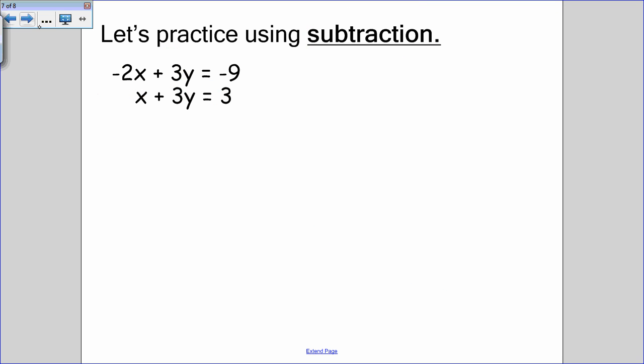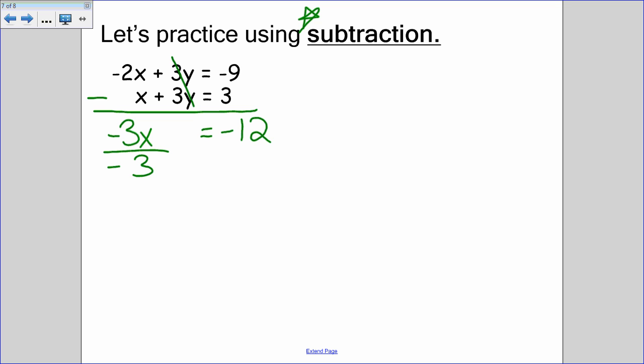Okay, let's try another one. This one says we're using subtraction, so I think that we should see two numbers that are the same. I see a positive 3y and a positive 3y. So we know instead of adding these equations, we're going to subtract them. What is negative 2x minus x? Good, negative 3x. What is positive 3y minus positive 3y? Good, that's going to cancel to be 0. And negative 9 minus 3 is negative 12.